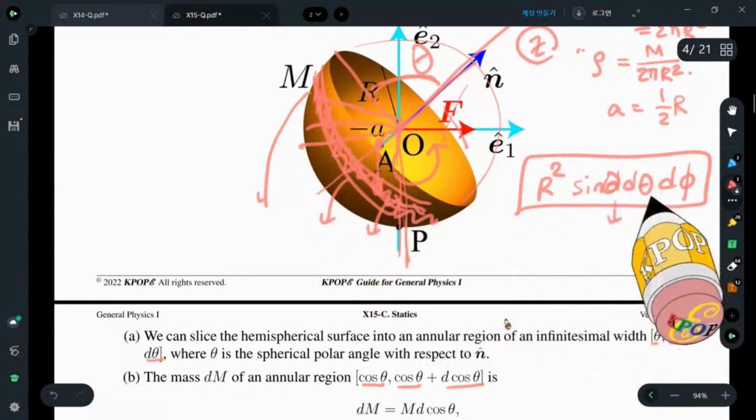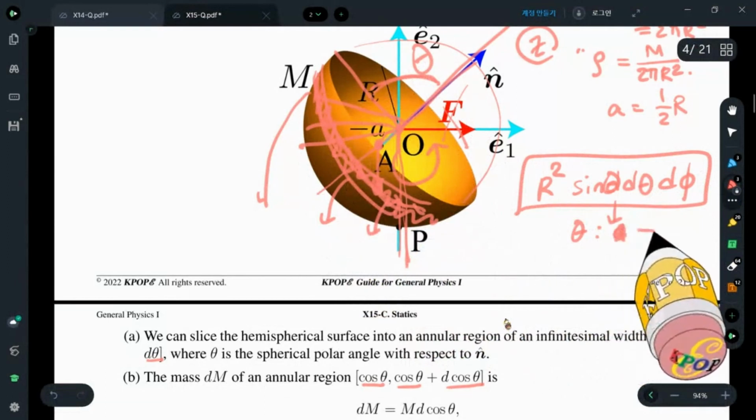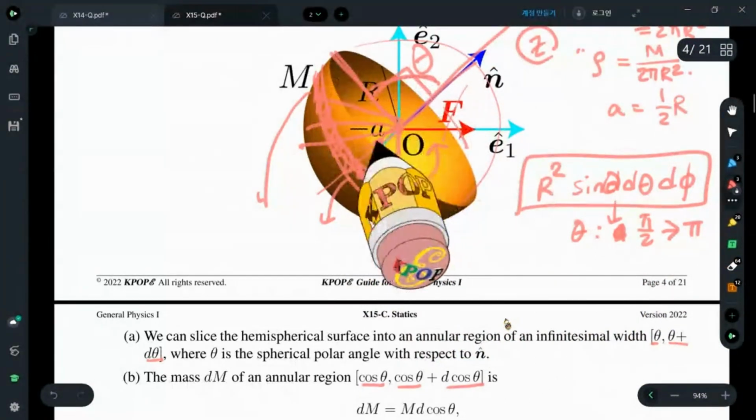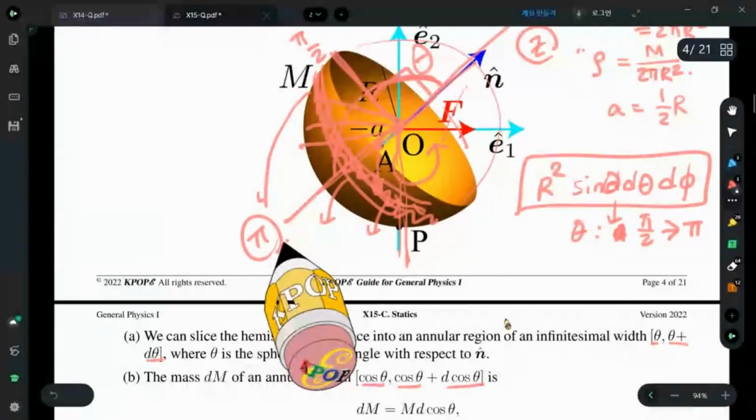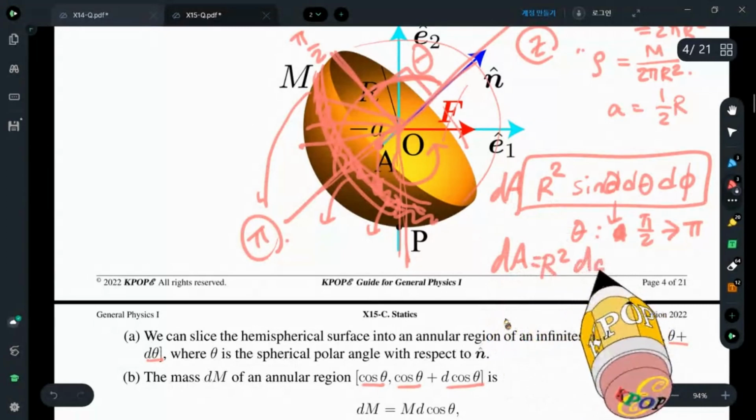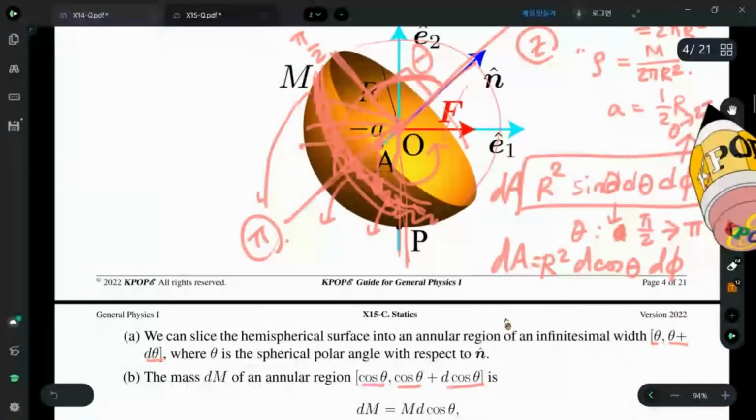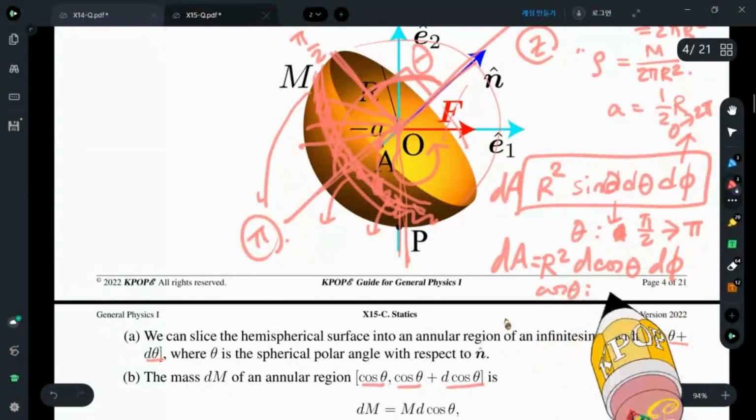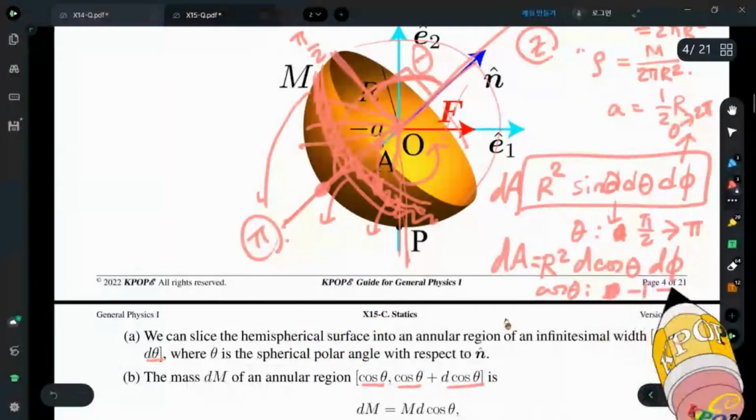And we can integrate theta from a right angle to pi. This is the axis, this is a right angle, which is half of pi, and this angle becomes pi. The area can be computed using d cosine theta d phi. Here, phi is the azimuthal angle that runs from 0 to 2 pi. Cosine theta runs from minus 1 to 0.